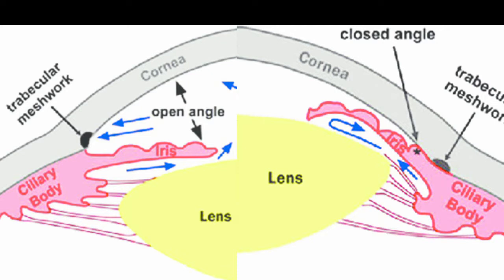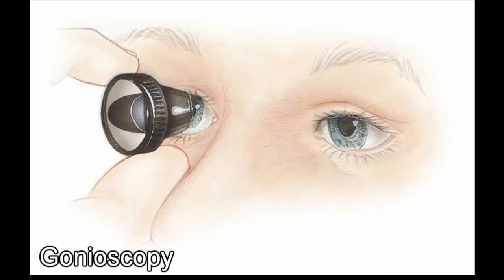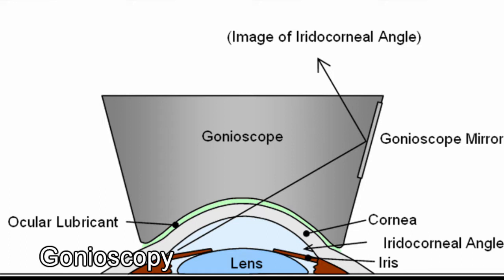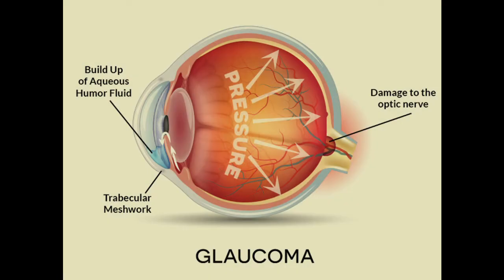To distinguish between open angle and closed angle glaucoma, the drainage angle will be measured by gonioscopy. With the help of a light and slit lamp, they will be able to measure whether or not the drainage angle is suitable for flow. Unfortunately, glaucoma is not curable. What has been done is done, but treatment is able to prevent further damage.